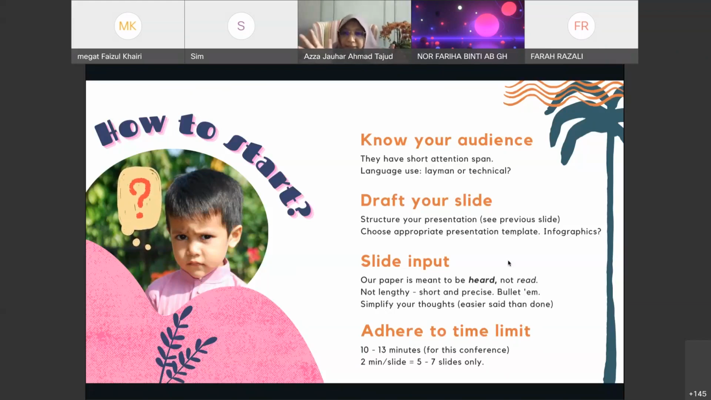Okay, if 10 minutes presentation, satu slide 2 minit, okay, satu slide 2 minit. So kalau kita hanya perlu sediakan 5 to 7 slides only for the conference. You don't have to go to 24 slides, 10 slides. Tak perlu. Kerana ingat, this one, your paper is meant to be heard, not read. So when you want to present, just put a few things, but you explain properly. Right? Explain properly. Okay. To the next slide.